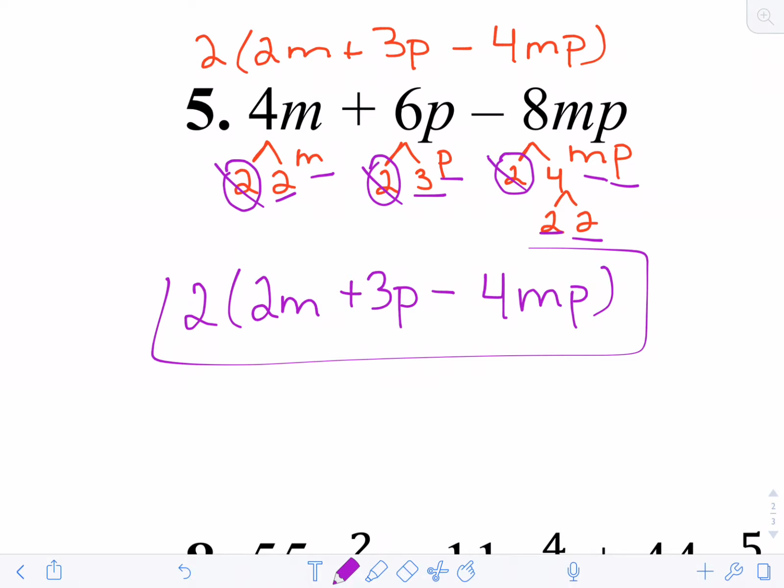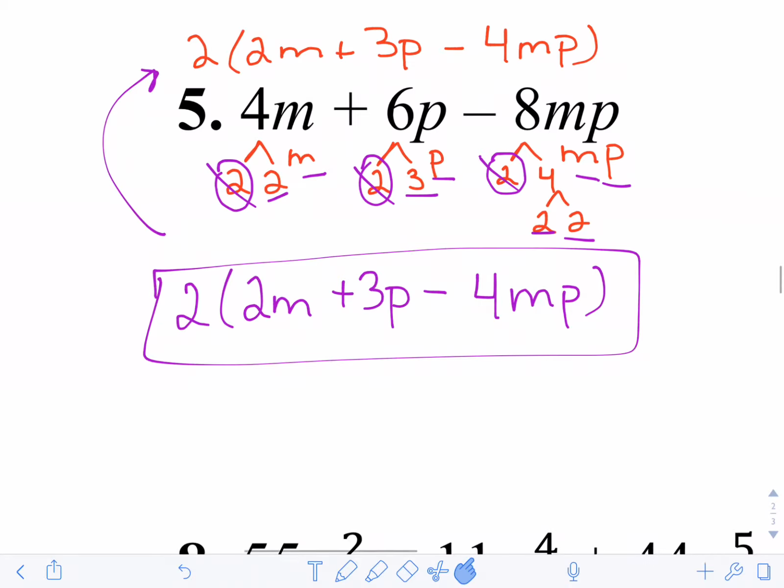Alright, so if you notice, that is exactly what I wrote up here. Because I can see that they're all even, I can pull that 2 out. So if you're able to do that, then you can go ahead and do that.